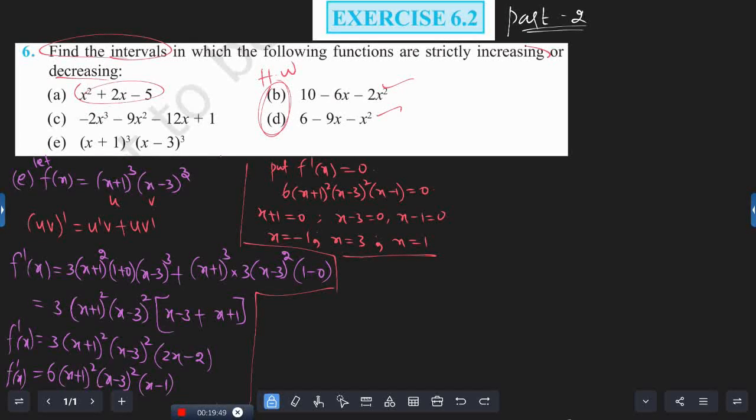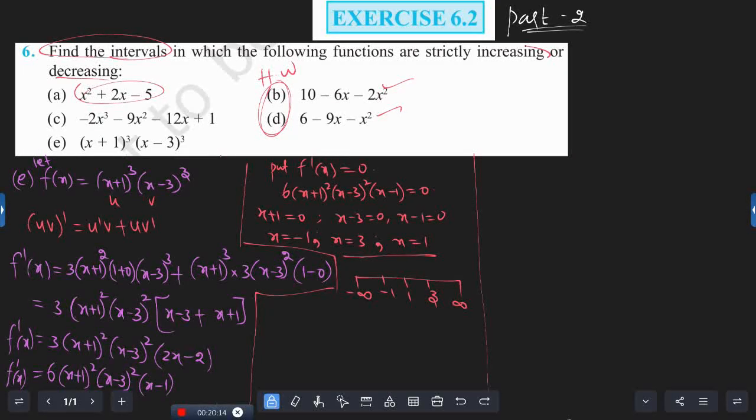So how are you going to make the intervals? First, minus infinity to plus infinity. Among the three numbers, the smallest must be on the left hand side: minus 1, next 1, next the biggest. So step by step you have to go, smallest number first on the left hand side, then the next smallest. If you go like that, you will not make mistakes.